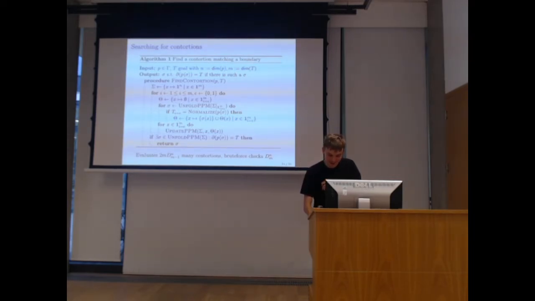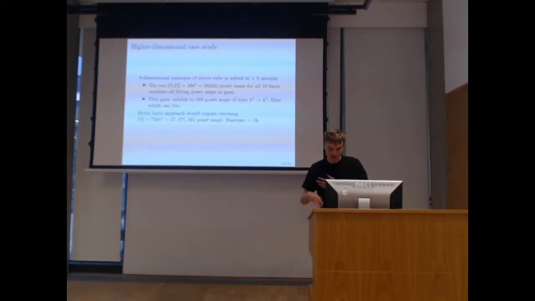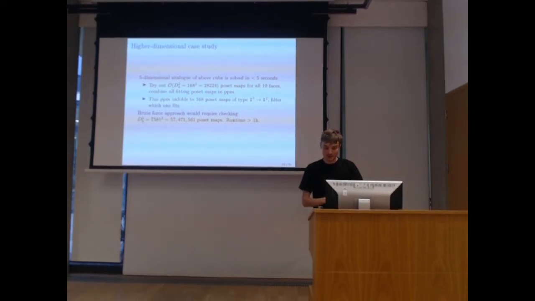Okay. So, here we've narrowed down our search space from 400 to 10 poset maps. When we go in higher dimensions, this gets really relevant, because if we consider a 5-cube, which is a kind of analog of what we've just seen, our approach just computes in a few seconds. So we'll have to try out all the poset maps for all the faces. We have 10 faces, and each of these faces could be one of these 28,224 possible face maps. So this roughly means we have something like hundreds of thousands to check.